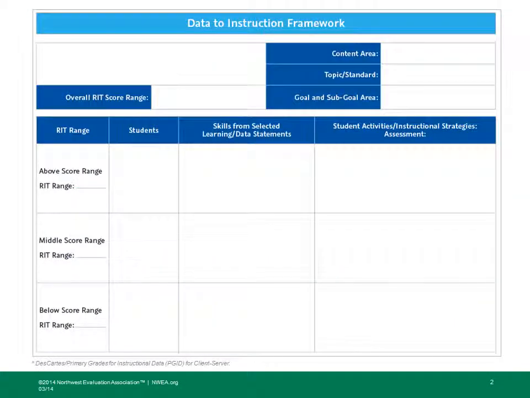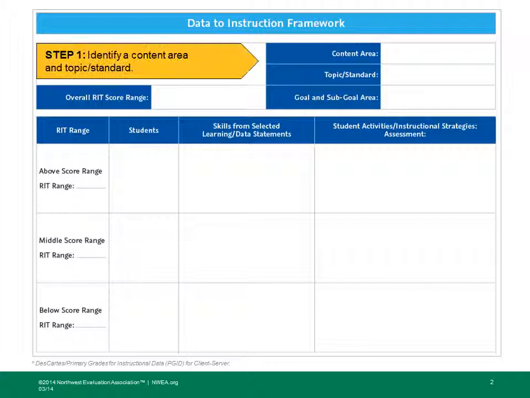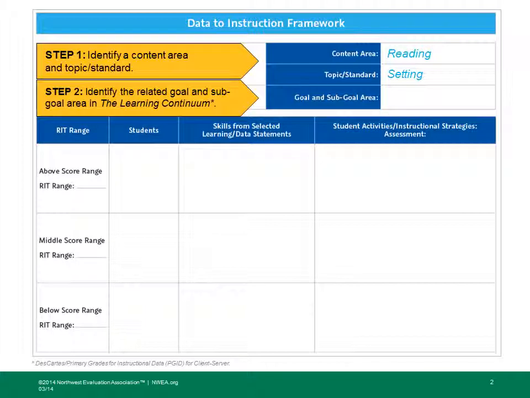So how do we move that data to instruction? We do it through this data to instruction framework, and this is how it looks. First, we identify the content area. The content area on this class view was reading. The topic and standard was setting. The goal and sub-goal area are step 2. You're going to identify these. They are literature, key ideas, and details.